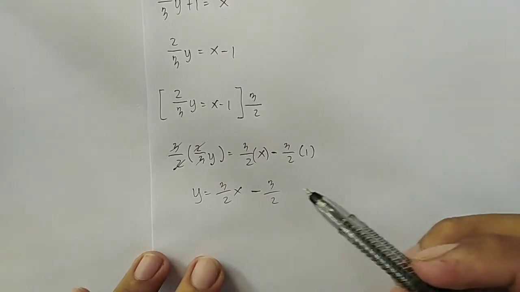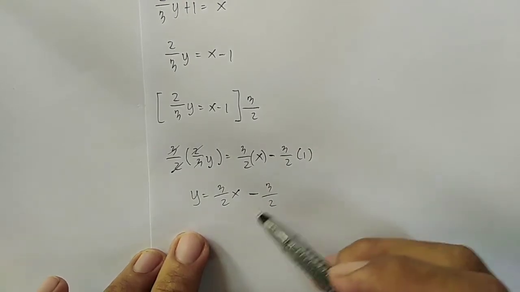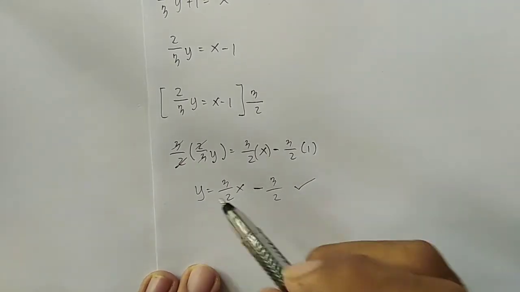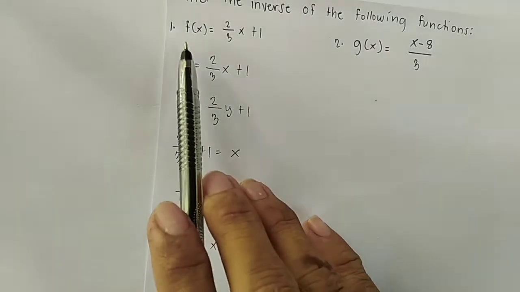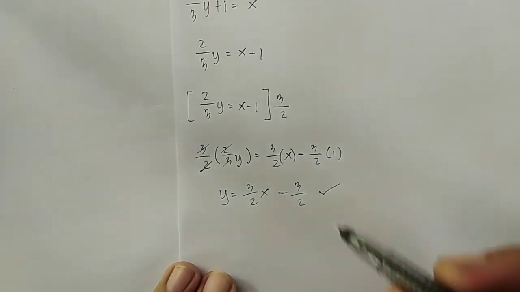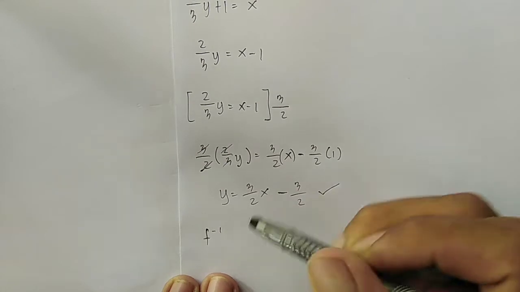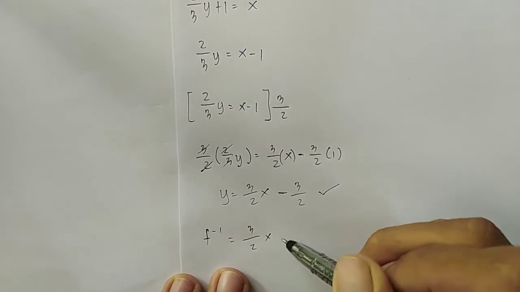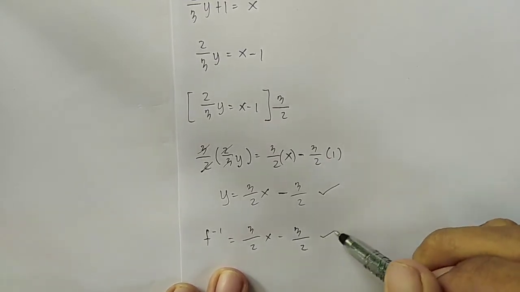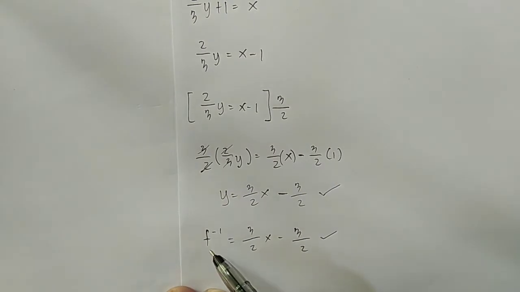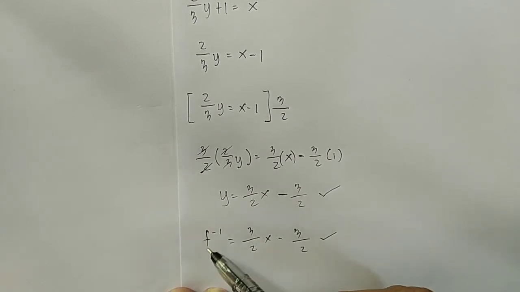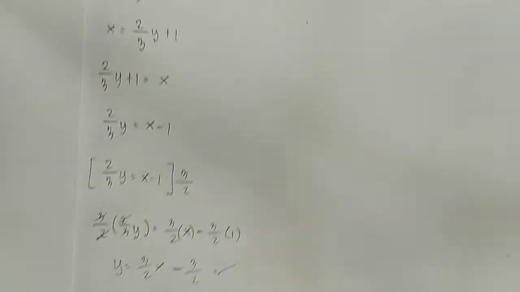Since we already expressed this in terms of y, or already simplified this, this is already the inverse, and we have to write this in the inverse notation. Our original function is defined by f of x, that is the notation. So you will say that f inverse, or the inverse of the function f, is equal to 3/2 x minus 3/2. This is already the inverse of the function using the inverse notation, f to the power of -1. Meaning, you read this as the inverse of the function f, or f inverse. So let us proceed to example number 2.